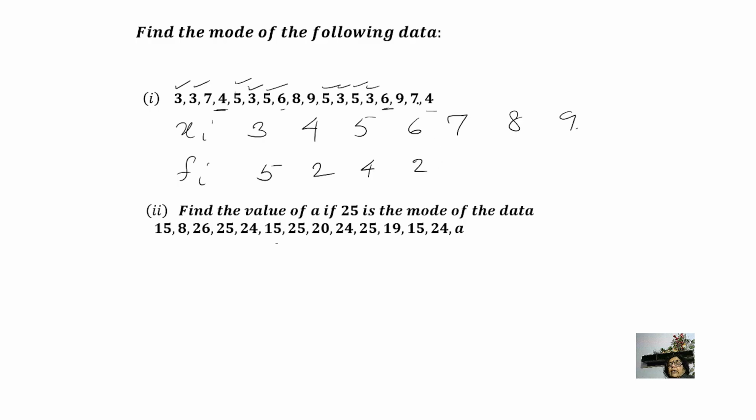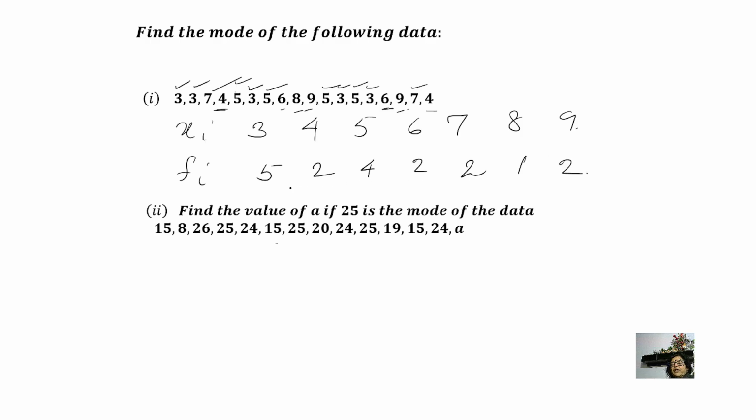6: if I count 6, I have 1 and 2 over here. 2 sixes are there. 7 is once here, and once here, so 2 sevens. 8 is occurring only once. And 9 is occurring once here and once more over here, so 9 is occurring 2 times. So this is the entire frequency of all the different variables here.